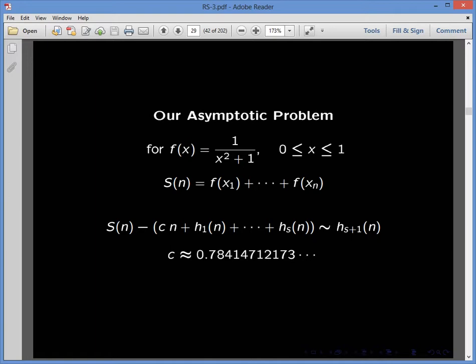And right now it seems like the very first one is linear, C times n, and then the approximate value seems like 0.7841 and so on. So that's our problem right there. We have a function in general, a continuous function, and we add this bunch of numbers in between 0 and 1. Where are they going? And what is the asymptotic formula of a deeper and deeper layer?